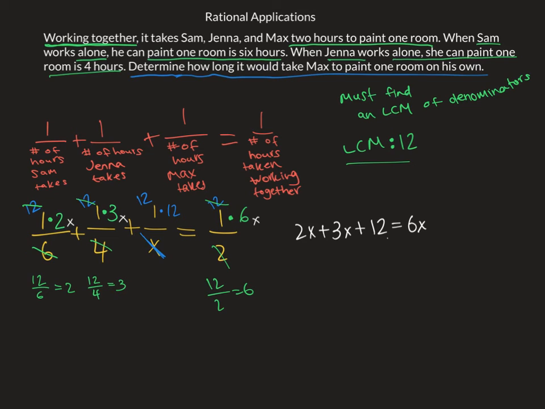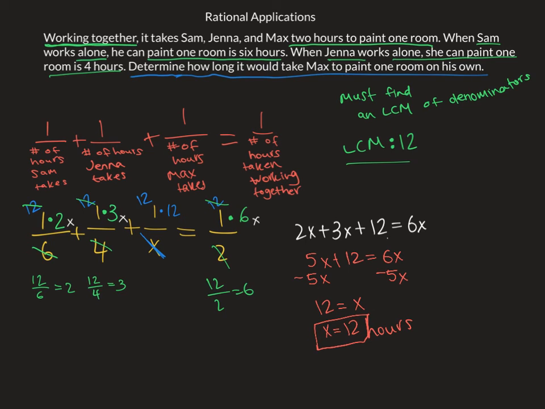And now what we can do is we can go 5x plus 12 equals 6x minus 5x, isolate the variable. 12 equals x. And just write this out, x equals 12. Boom. x equals 12 is our final answer. So Max would take 12 hours to paint a room on his own. 12 hours.